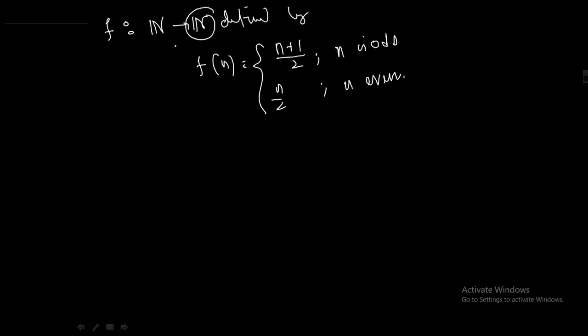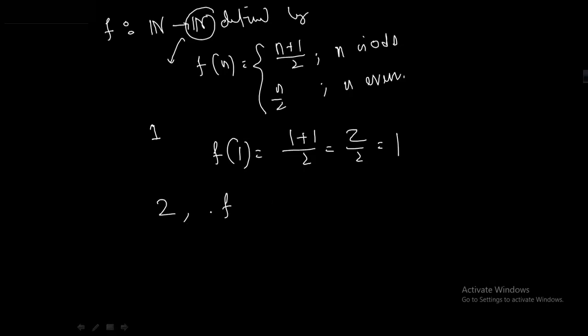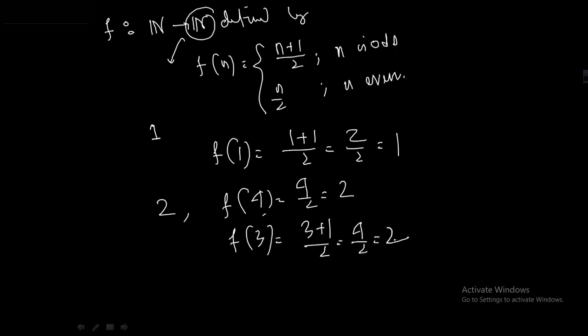Choose any number from this natural number set, suppose 1. Will 1 be the pre-image of someone? Yes, of 1 itself. Why? Because f(1) is equal to (1+1)/2, that is 2/2, which is 1. Okay, whose pre-image will 2 be? 2 will be the image of 4. f(4) is equal to 4/2, which is 2. Also of 3, because f(3) is equal to (3+1)/2, that is 4/2, which is 2.